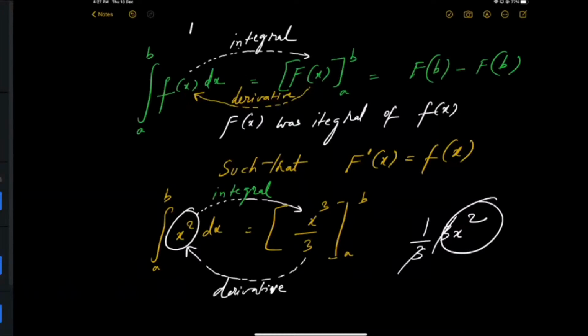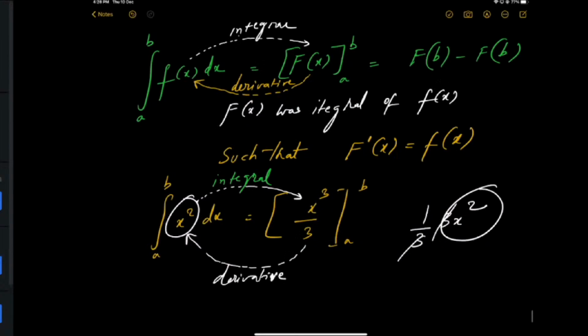I am repeating this. Derivative and integral are opposite to each other. If you take out the integral of a function and you take out the derivative again, you'll get it back. So derivative of x cube by 3 is x squared and integral of x square is x cube by 3. Okay, so that's the thing.